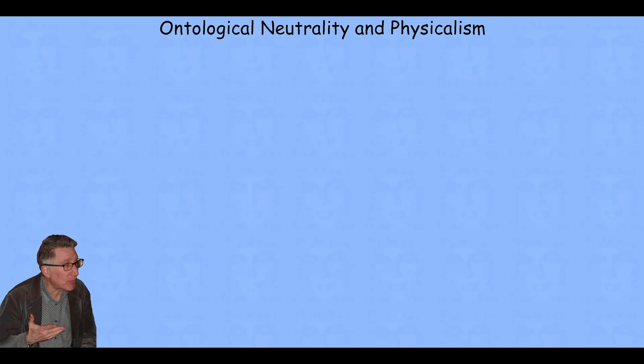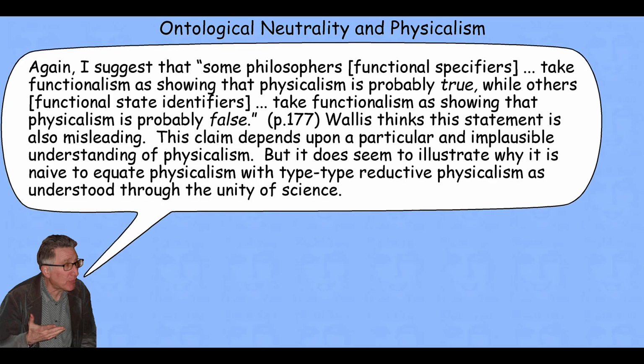In the last lecture module, we examined claims in the functionalist literature about the ontological neutrality of functionalism and about multiple realizability. In this module, I want to turn our attention to one more claim. The claim that we find on page 177 in Block is made by many functionalists, namely that some philosophers, functional specifiers, take functionalism as showing that physicalism is probably true, while others, functional state identifiers, take functionalism as showing that physicalism is probably false. So functionalism shows physicalism is probably false. That's the claim I want to look at a little more carefully.